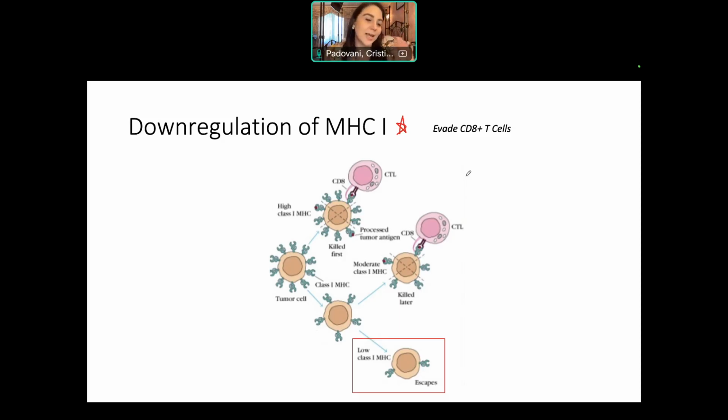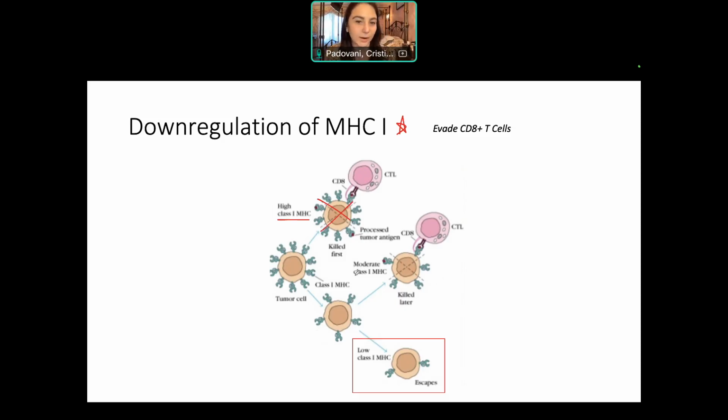But let's say it gets past the innate immune system. Now it's going up against the adaptive immune system, notably your CD8 positive T cells. It can downregulate its MHC class 1, and then it can hide from your CD8 positive T cells. So if we look at this image, here is a cancer cell that has high MHC class 1. Here's your cytotoxic T cell with CD8. It recognizes it and destroys it.